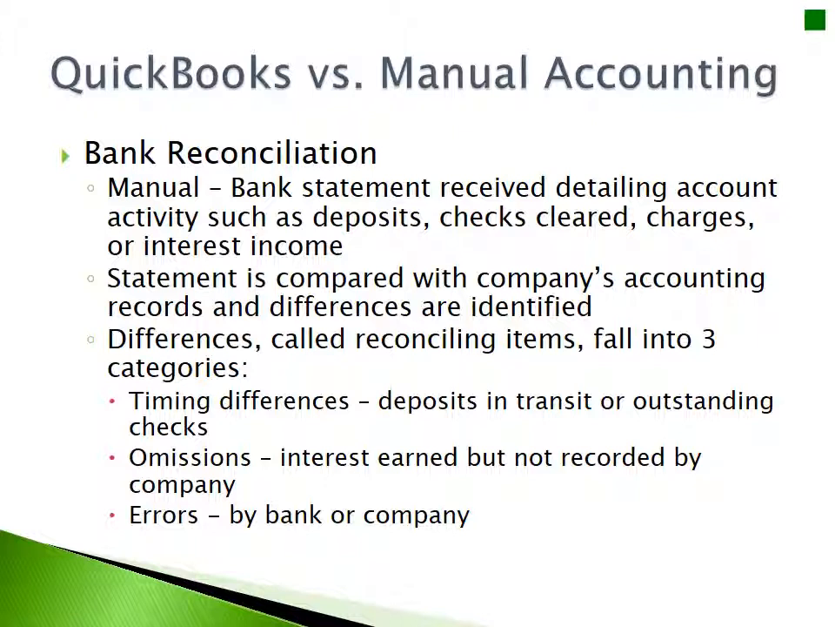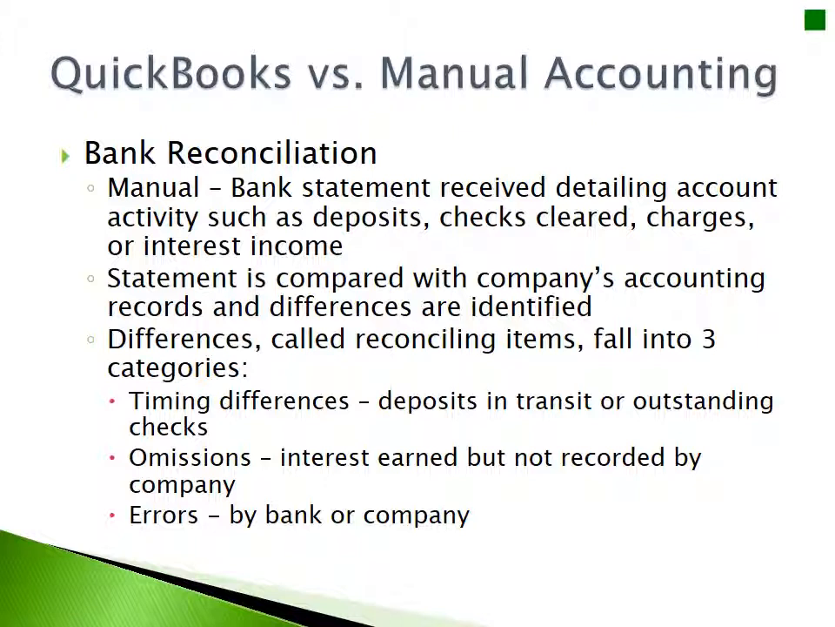In a manual system, the bank statement is received and details account activity such as deposits, checks cleared, charges, or interest income. The statement is compared with the company's accounting records and differences are identified. The differences are called reconciling items, and they fall into three categories.